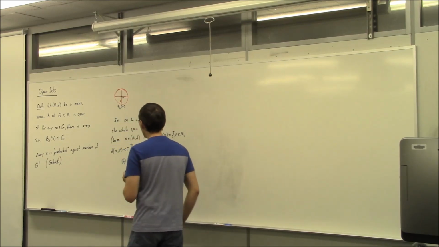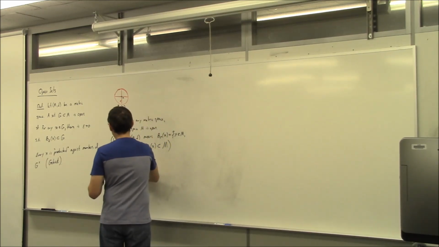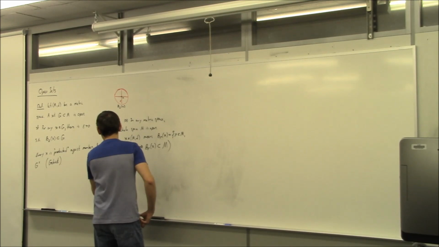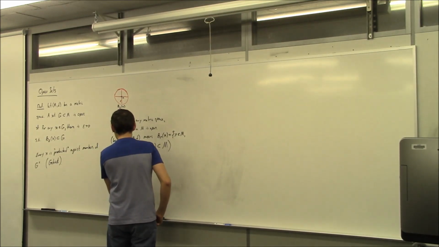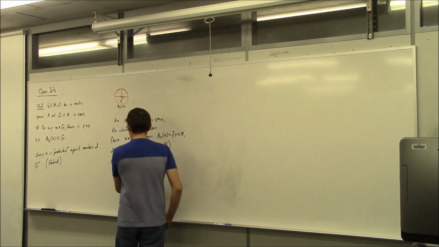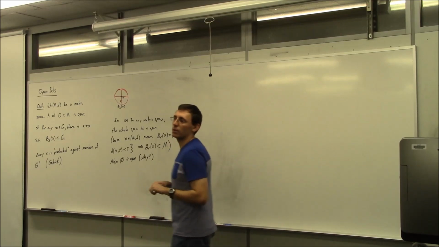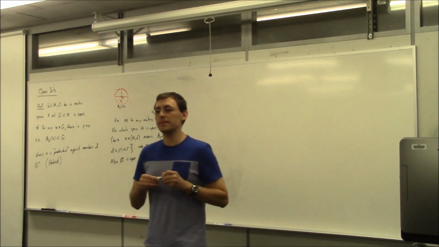B, and I should also mention, also, the empty set is open. Can anybody tell me why the empty set is open? So M is open and the empty set is open.